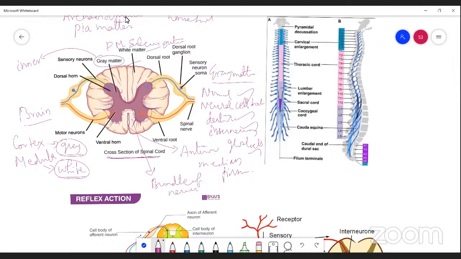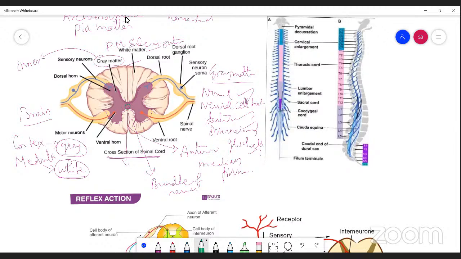What are the cells present in the cortex? That is gray matter as well as white matter. In the center of the gray matter, in this region, there is a central canal. It has a central canal. See this region. It is in the center of the gray matter.